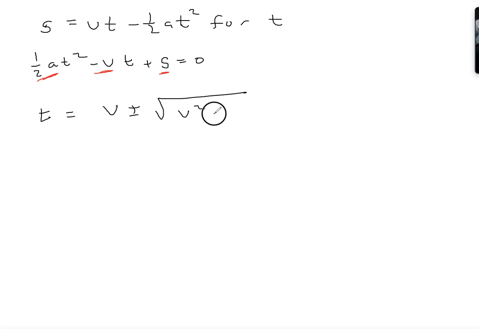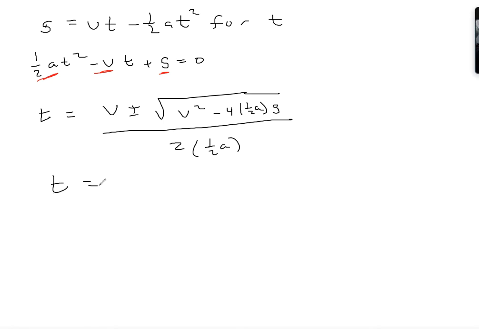So v squared minus 4, and then a is that 1 half. A times c is s, and then that is all over 2a. So that would be 2 times 1 half a. And then just cleaning this up a tiny bit, and we'll be at that answer they got.